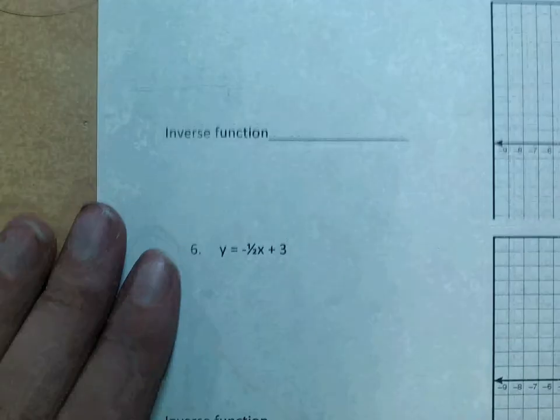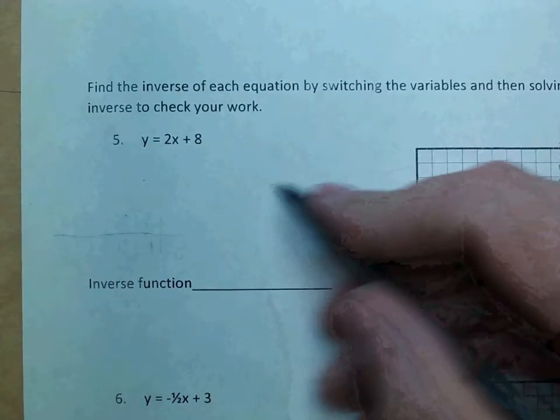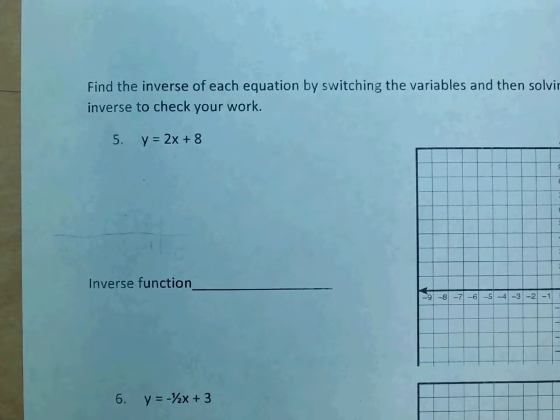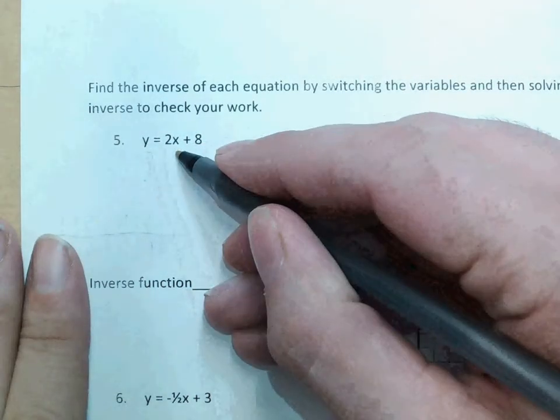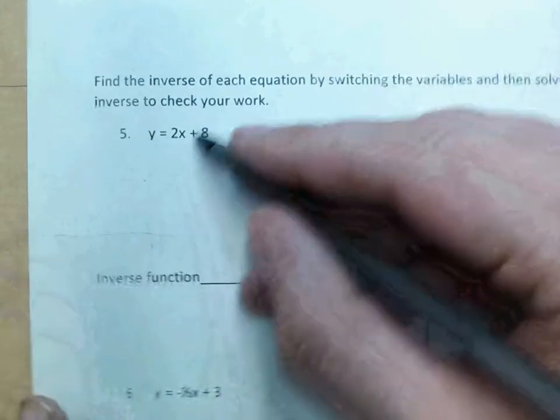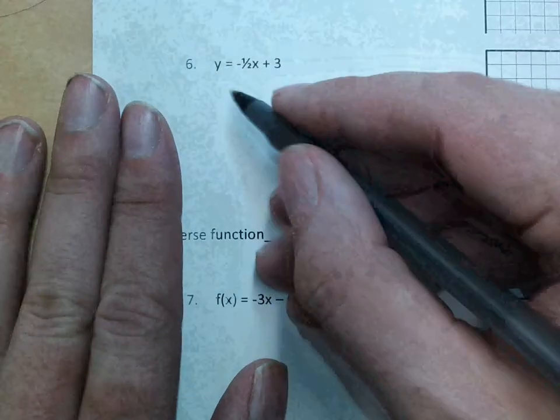The last one I'm going to do is on the back. Number 5, it asks us to find the inverse by switching the variables and then solving for y. So this is our original function. Actually, I think I'll do number 6. I think you'll have more trouble with that one.